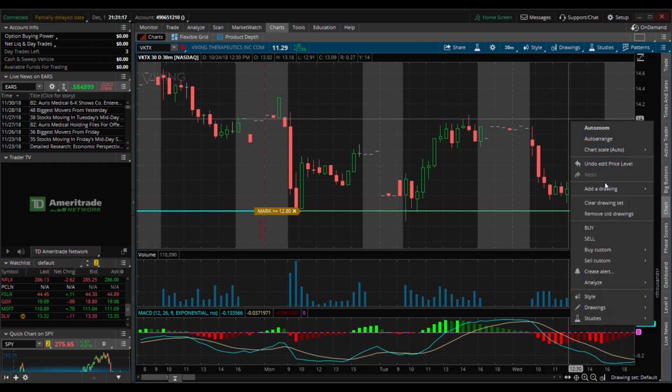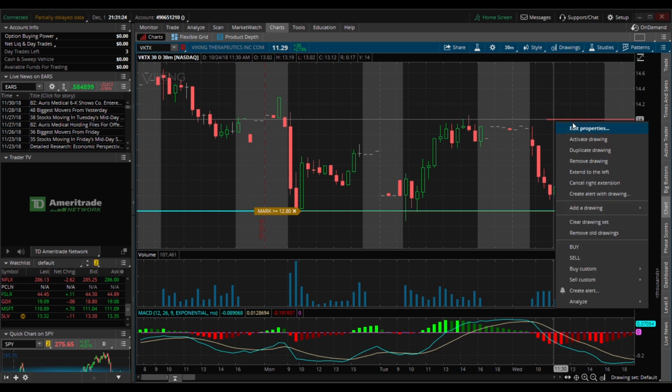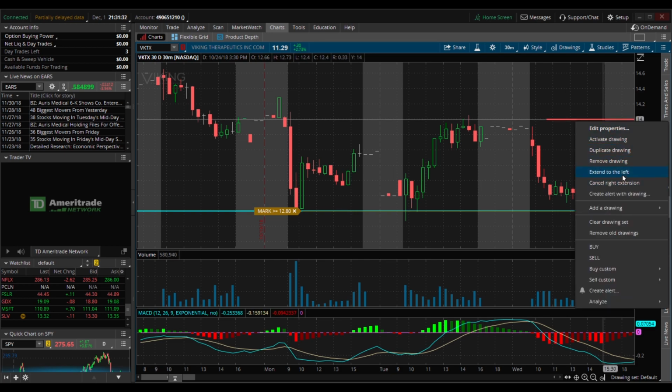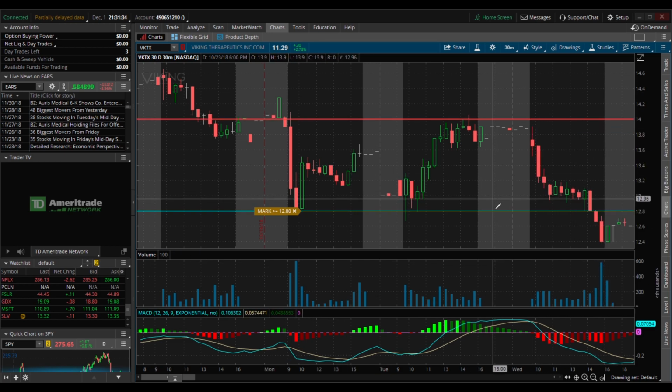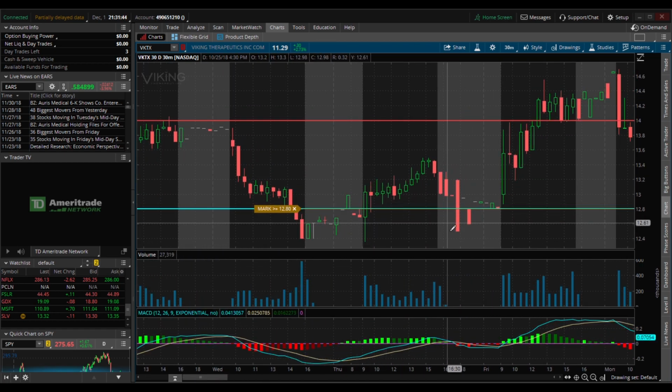So you're going to add a new drawing of a new price line here, and this one's going to be colored red because it is a resistance. So that's at number 14, and you can extend it left. So now you have a support at 12.8 and a resistance at 14. So going forward on Thursday, let's say right here, Thursday starts. Thursday you bought the stock at 12.8 and you want to sell when it hits 14.